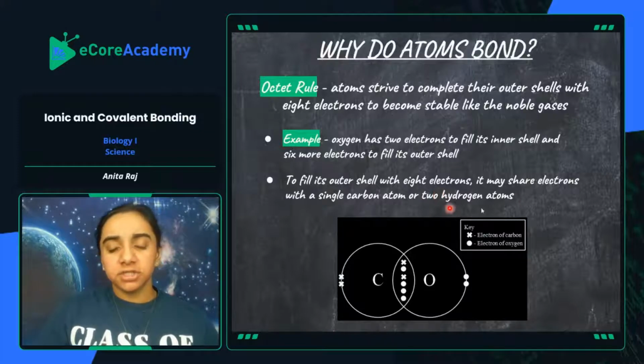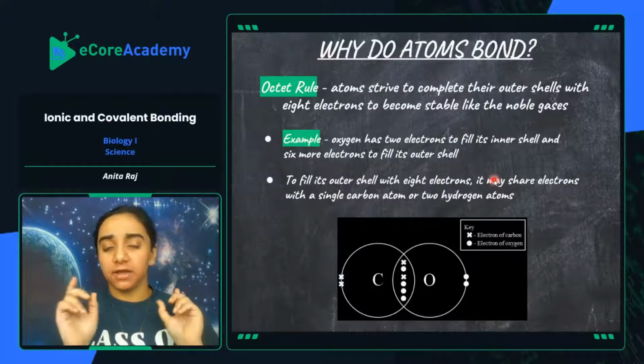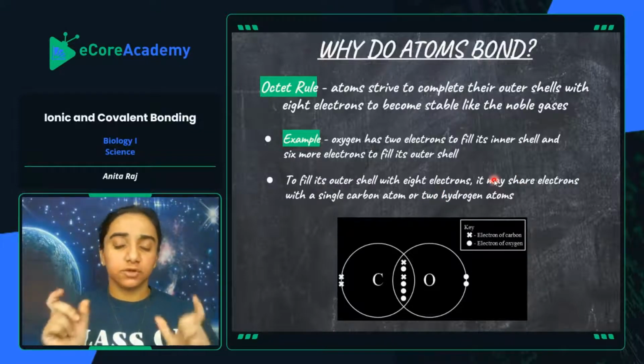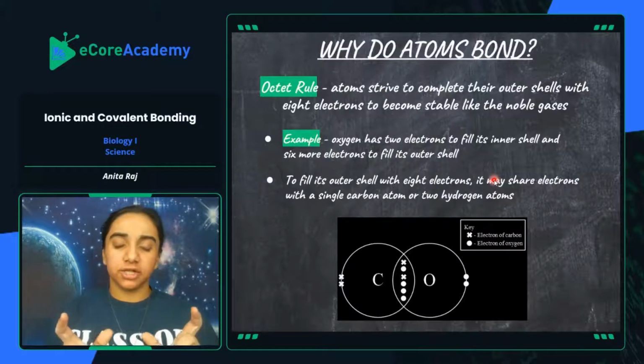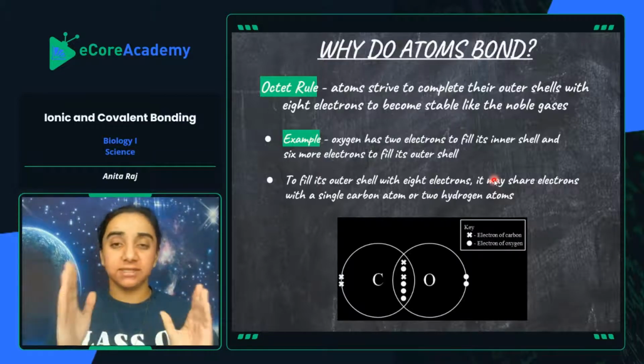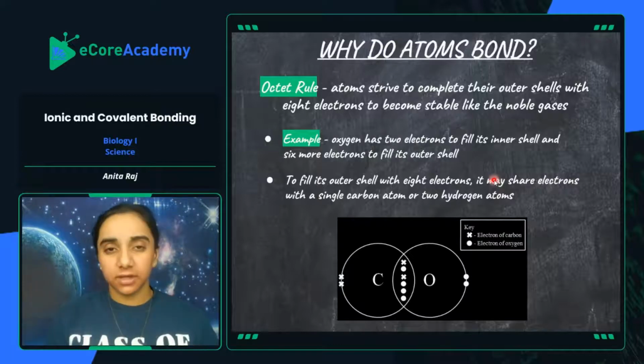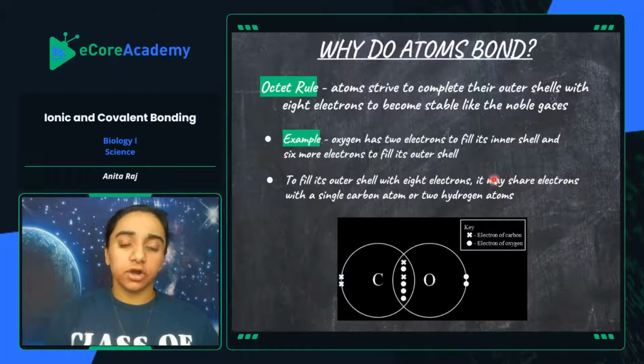But here, if you see the 2 hydrogen atoms, hydrogen has 1 electron per atom. So if oxygen bonds with 2 hydrogen atoms, those 2 hydrogen atoms together will provide 2 electrons, filling oxygen's outer shell. If you look at carbon, carbon has 4 valence electrons.